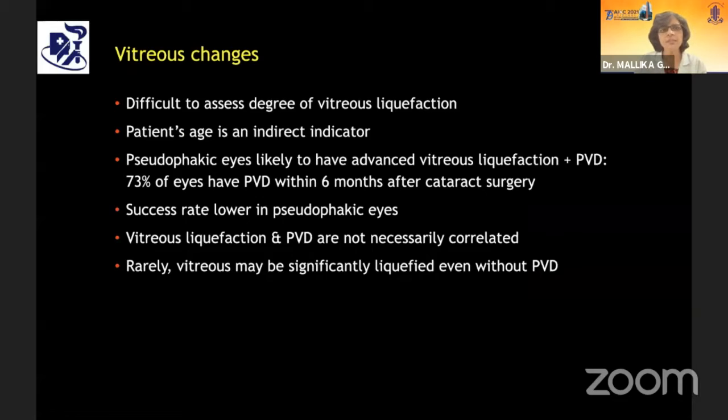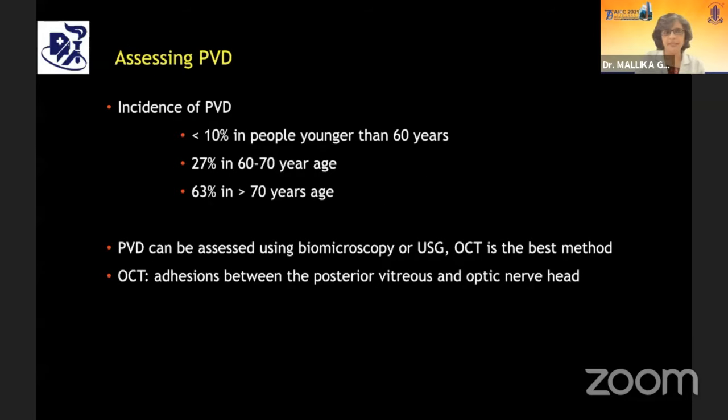Now, how to decide whether the vitreous is liquefied or not? One of the indicators can be a patient's age. After the age of 60, 70% of the patients are likely to have vitreous liquefaction. With regard to PVD, most of the pseudophakic eyes within 6 months of cataract surgery develop a PVD. And possibly that's one of the reasons for poor success rate of buckling in pseudophakic eyes. Liquefaction and PVD are not always correlated, and we have to assess these two separately.